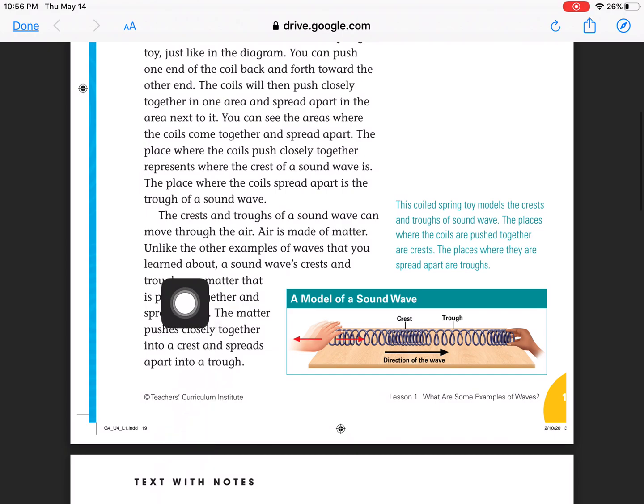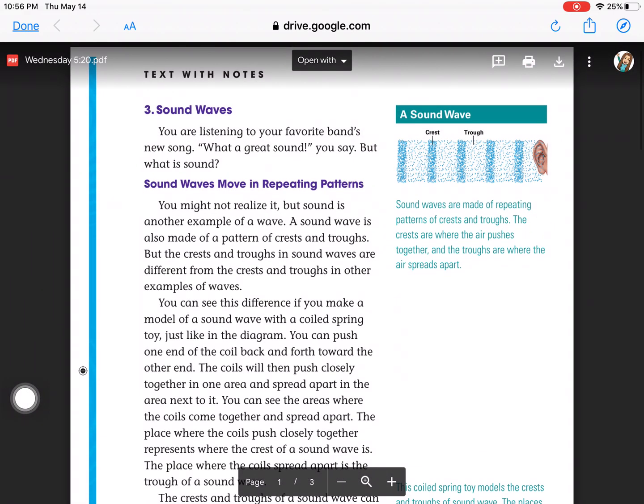The crests and troughs of a sound wave can move through the air. This is how we hear them. Air is made of matter. Unlike the other examples of waves that you learned about, a sound wave's crests and troughs are matter that is pushed together and spread apart. The matter pushes closely together into a crest and spreads apart into a trough. So we're going to look at both images real quick.